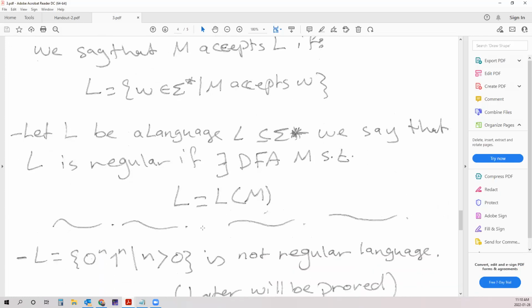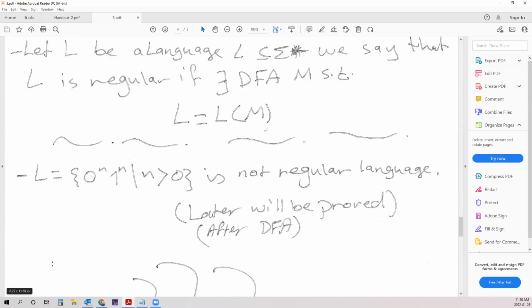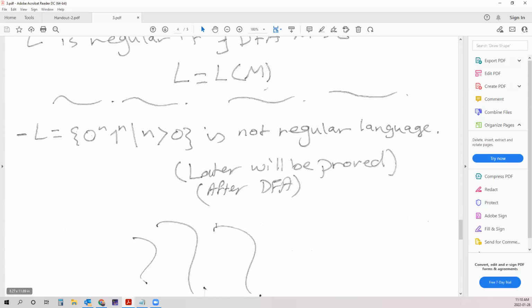We will stop here now because this example, we'll talk about it with the next handout. It will be proved later after DFA. But to let you understand the example, a language that consists of 0 to the power n, 1 to the power n, where n is greater than or equal to 0, is not a regular language. How will we prove this? We will talk about something called the pumping lemma for regular languages. That will be covered, I think, in handout 3 or 4.